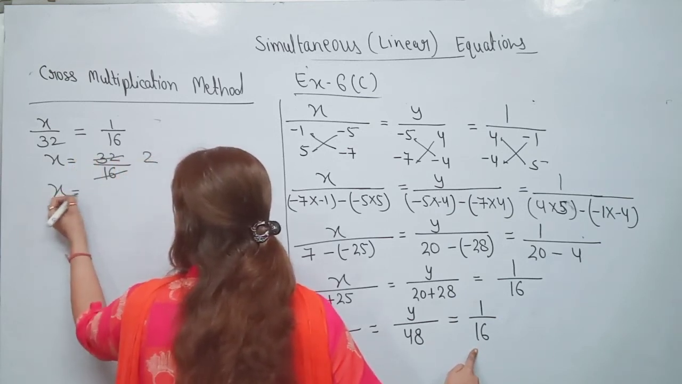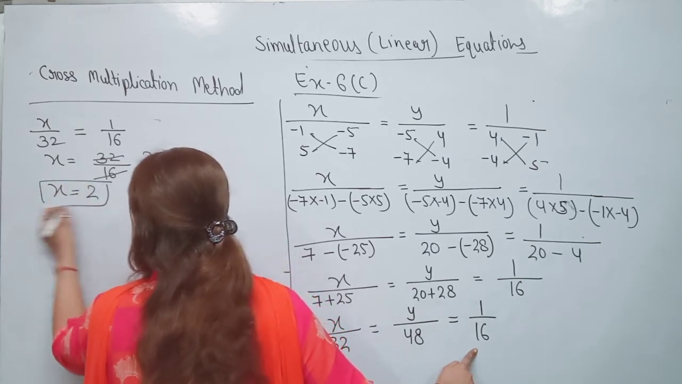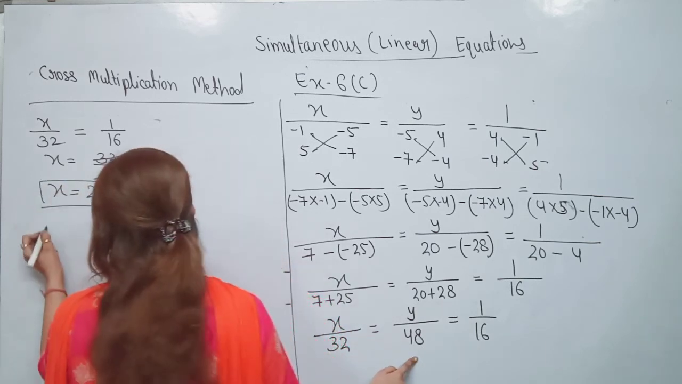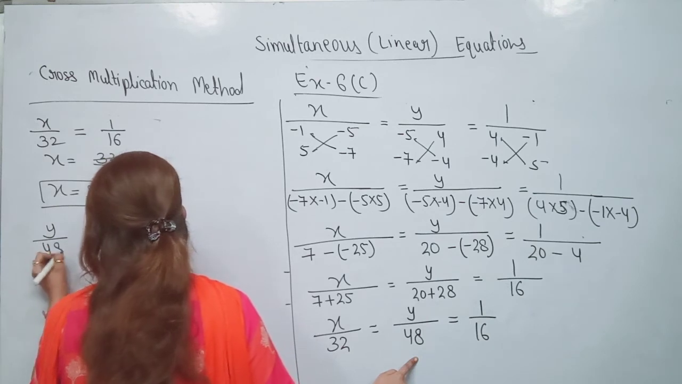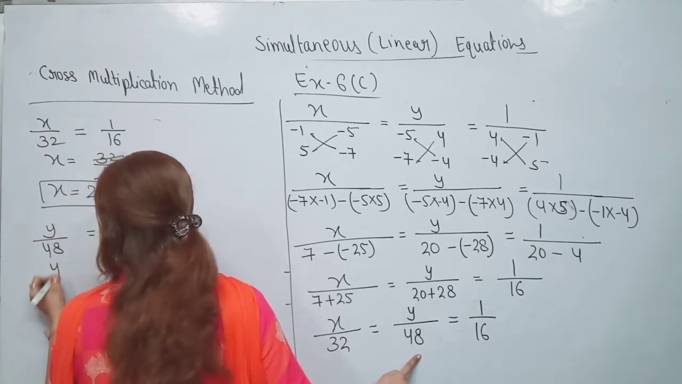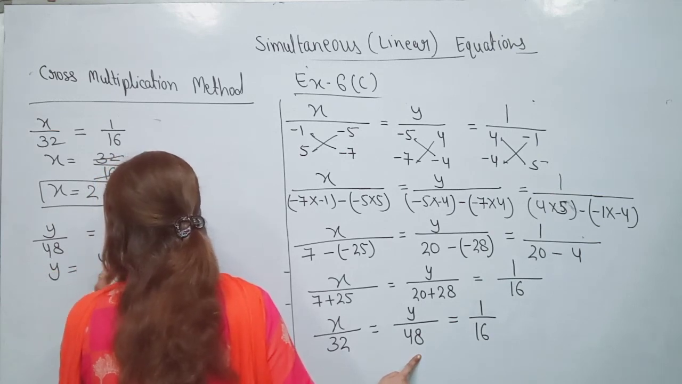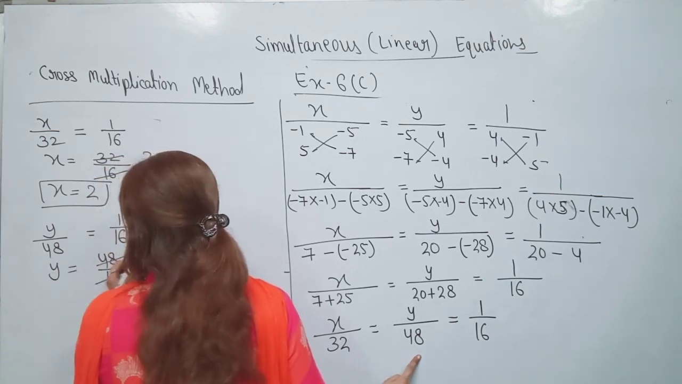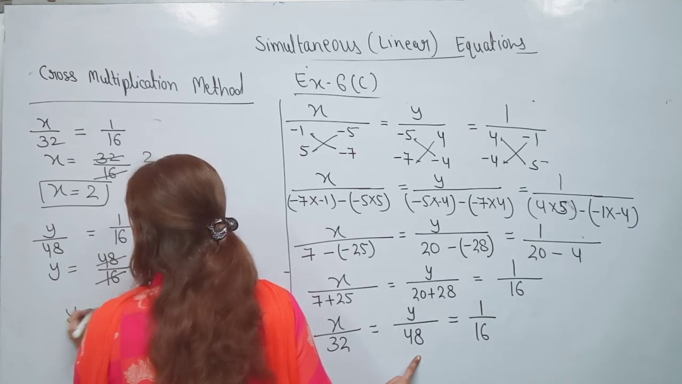Value of x is 2. And y upon 48 is equal to 1 upon 16. So y is equal to 48 upon 16, 3. The value of y is 3.